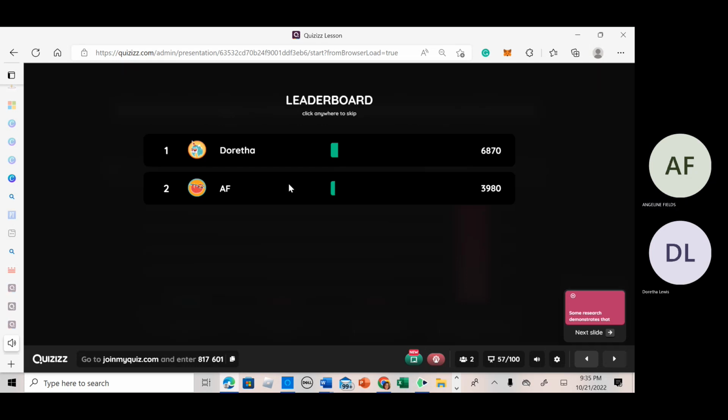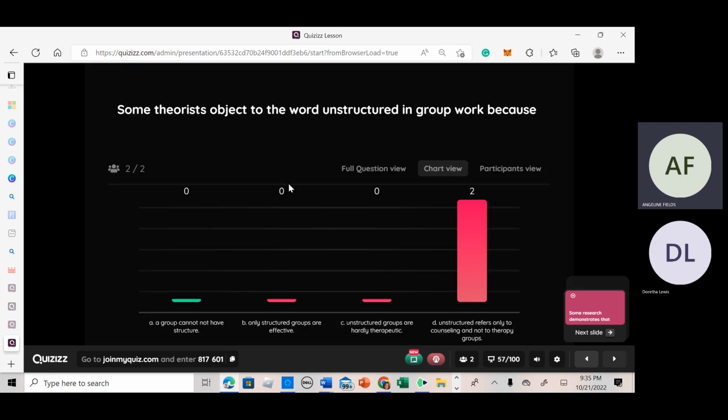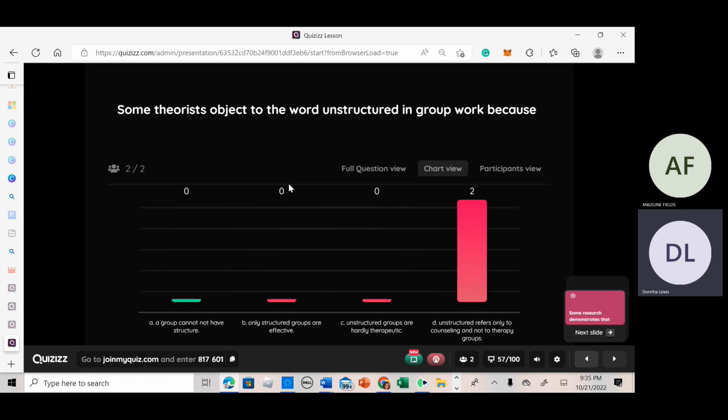So some object to the word unstructured in group work because a group cannot not have structure. Unstructured groups work better, like in the previous one, because they are run by the clients themselves. As a leader or co-leader, you're just there to give direction, helping them guide and process and interact within the group. Unstructured groups don't have structure: you come in and they talk about what they want to talk about, versus you saying, hey, it's sunny outside today, anyone want to talk about why? You don't get to lead the group. The group leads itself. Very unstructured.